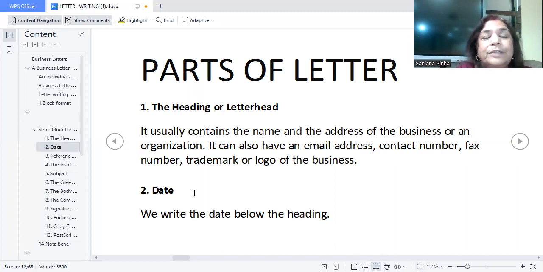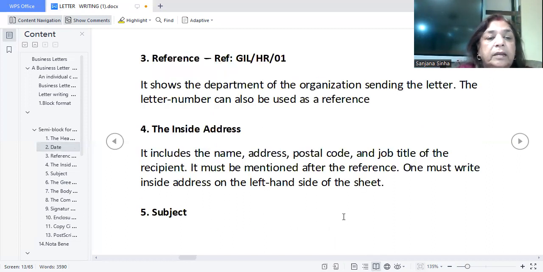Next is number 2, the date line. We write the date just below the heading. So first of all, you'll write the heading, leave a white space, and then you'll write the date. Number 3 is the reference.